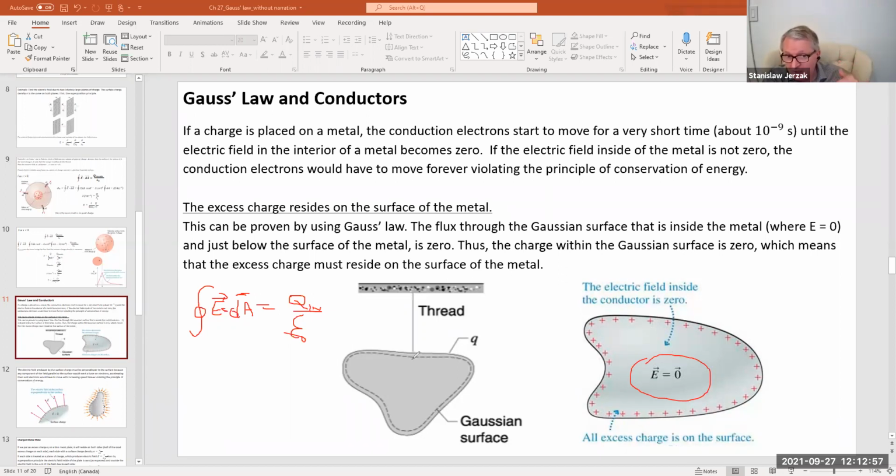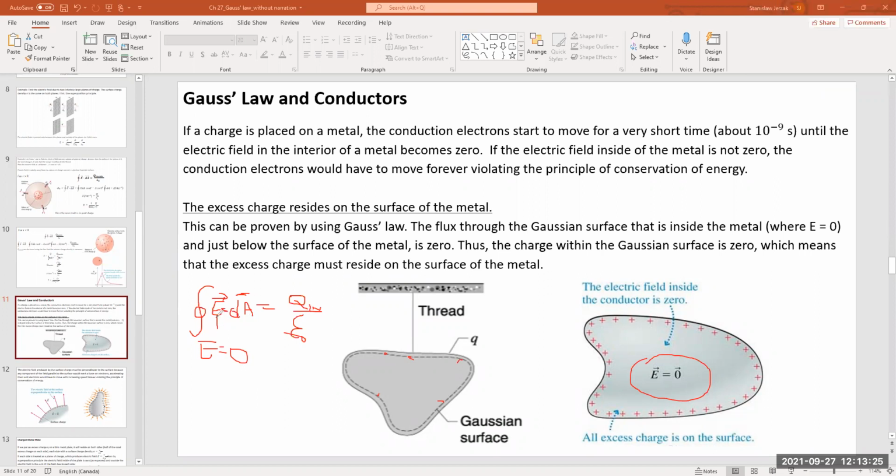Below the surface. And because electric field at any point inside of the metal must be 0, then the electric field at any point on that Gaussian surface, you see, at this point, or this point, or this point, at any point on that Gaussian surface, the electric field is equal to 0. Is that point clear? Could you confirm that you all understand that?